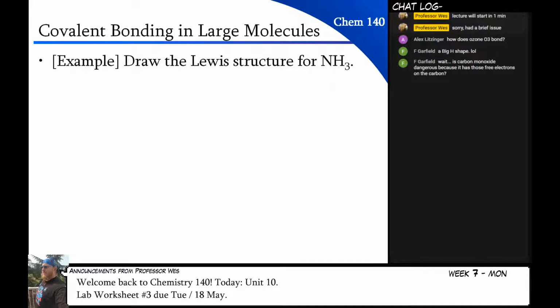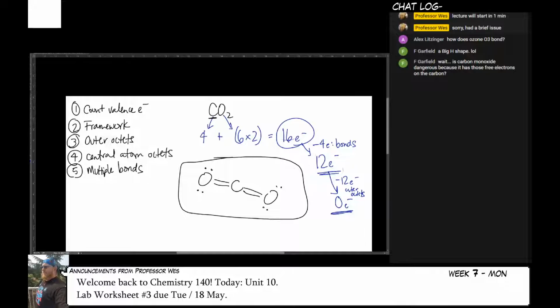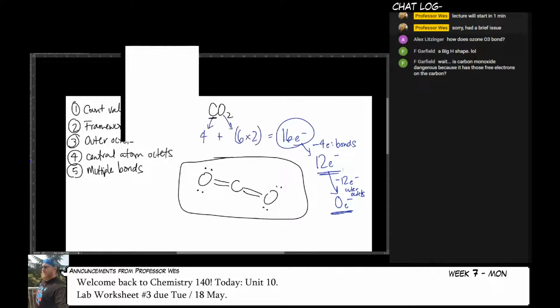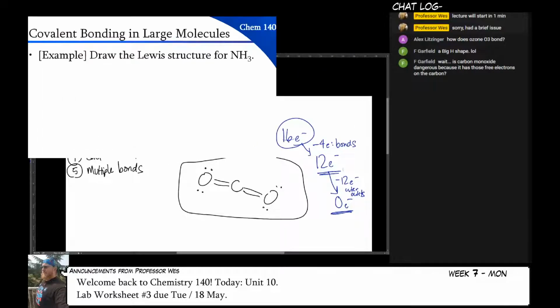So what I want you to do for this exercise, I want you to take NH3 and instead of drawing it using connect the dots, which would work, instead apply the 5-step plan. Do step 1, count all the electrons. Step 2, draw the framework. There we go. That'll probably be more helpful for you to have the rules on the screen. Step 3, outer octets. Step 4, inner octets. And then step 5, multiple bonds.